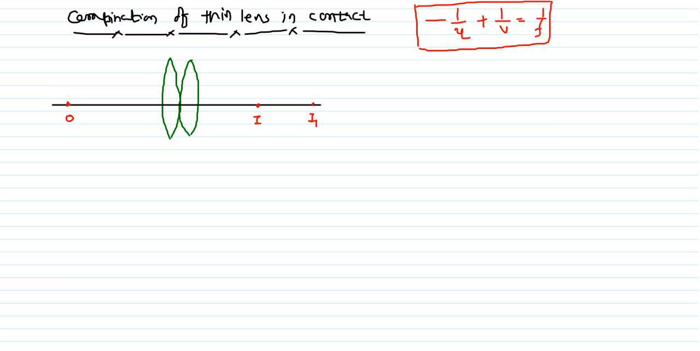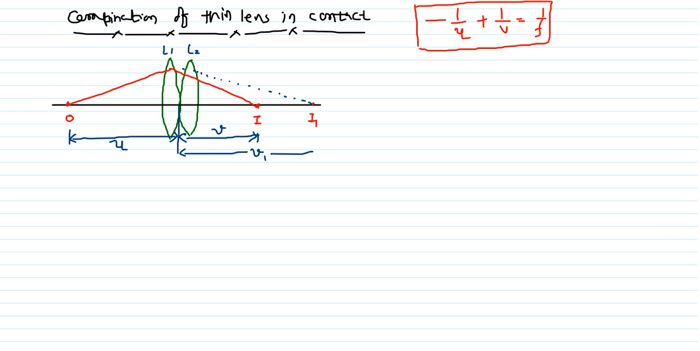Suppose we consider a red line. By means of the combination we have the final image at point I. But the intermediate image is formed at point I1. It is lens L1 and it is lens L2. The intermediate image is I1. The object distance is denoted by U, the image distance is denoted by V, and the intermediate image distance is V1.